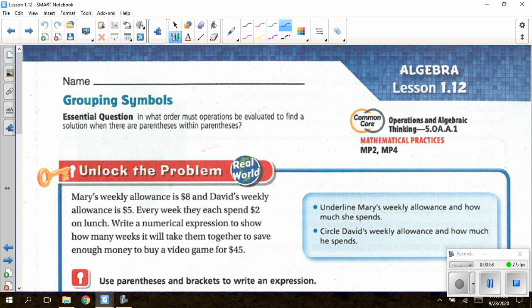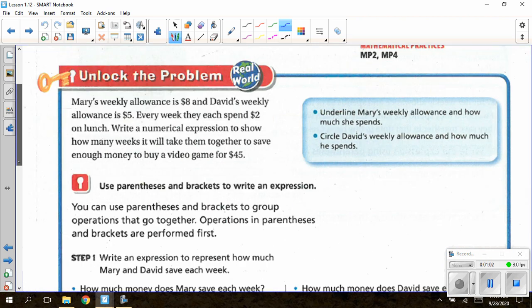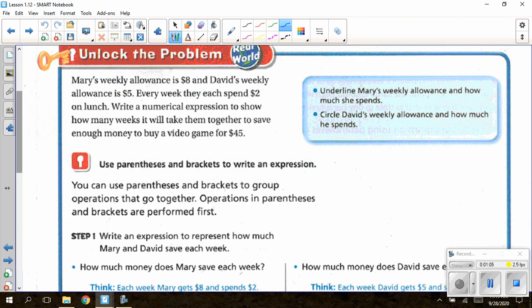So under Unlock the Problem, this question says, Mary's weekly allowance is $8 and David's weekly allowance is $5. Every week, they each spend $2 on lunch. Write a numerical expression to show how many weeks it will take them together to save enough money to buy a video game for $45.